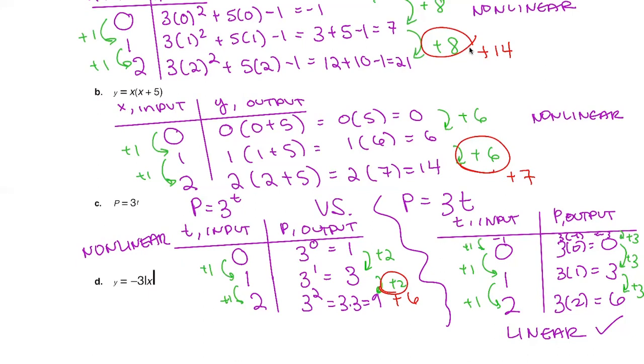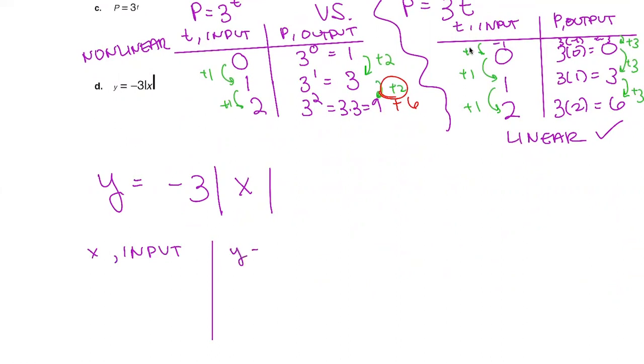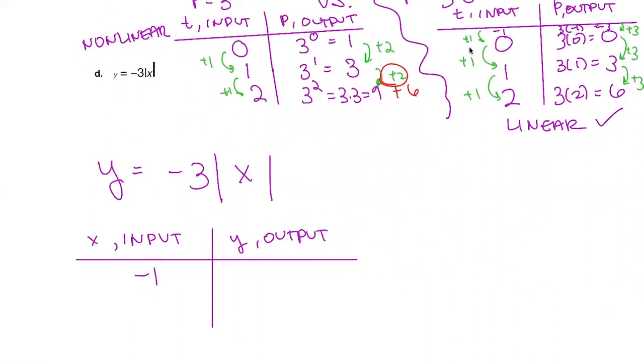Now, this last one here might seem a little tricky. I'm going to rewrite it to make sure we can see it clearly. y equals -3 times the absolute value of x. When we are making an input and output table, you're going to think that if you just look at positive numbers, it's going to look like it's linear. I'm going to leave a spot for -1. I didn't before and I should have.